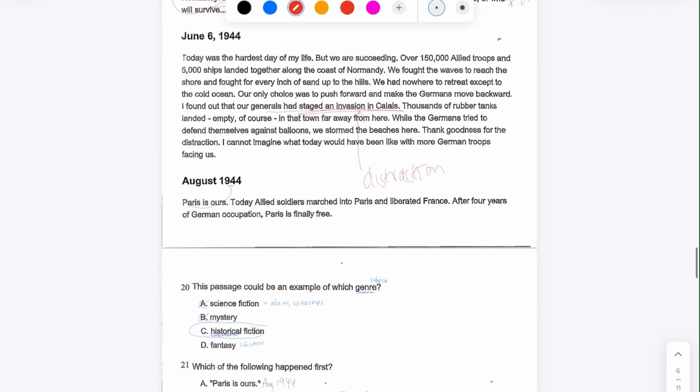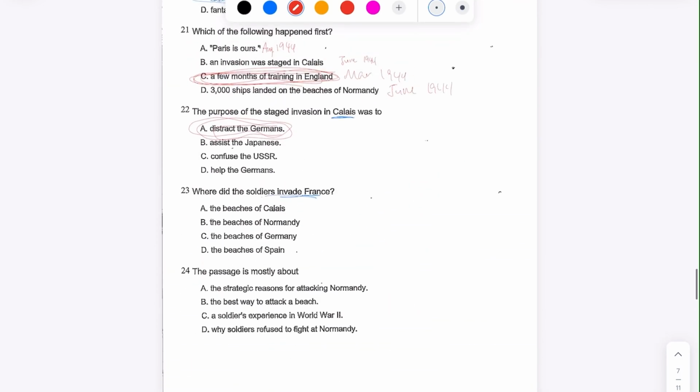So the best answer here would be choice B. And finally, the passage is mostly about, and here this is, again, a soldier recounting his experience of World War II. So this is a narrative or a journal.